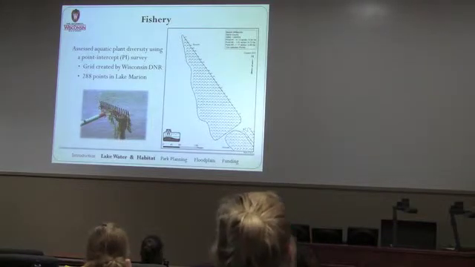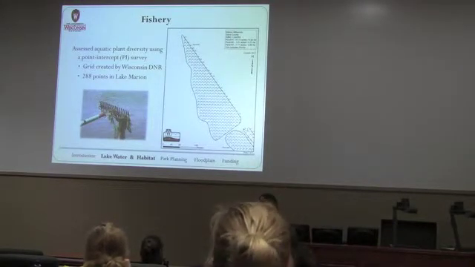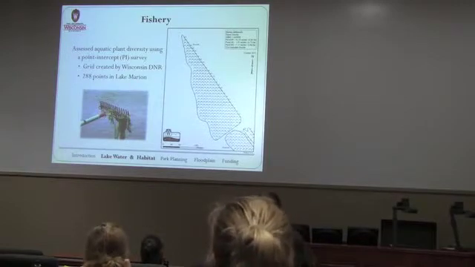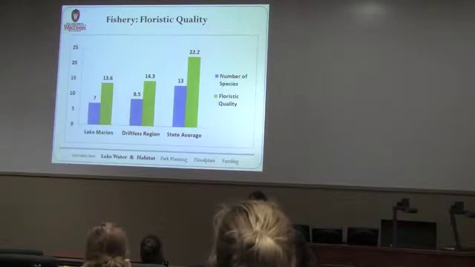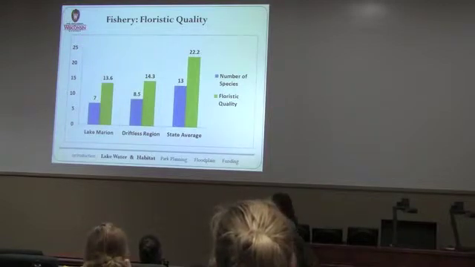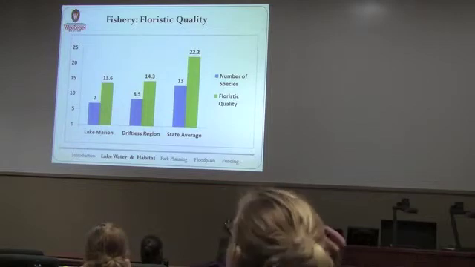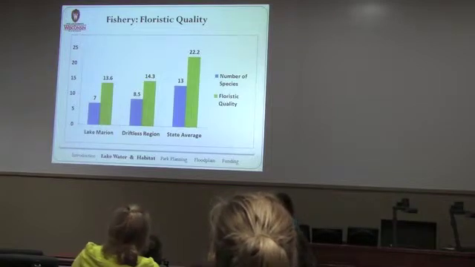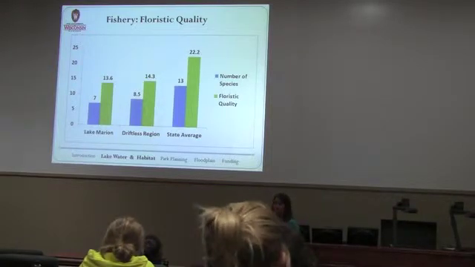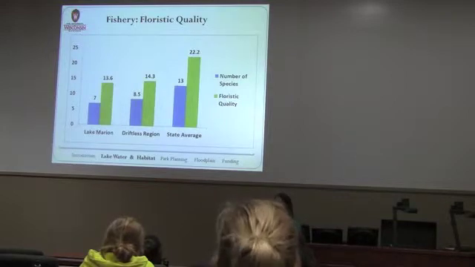Later in the summer, we looked at the native plants to determine the floristic quality of Lake Marion. The floristic quality is a measure of plant quality compared to lakes in the area. As you can see here in the green, the floristic quality of Lake Marion is about the same as the lakes in the driftless region, but it's ranked slightly lower than the ones overall in the state. This graph also shows that we found 7 different species of plants in Lake Marion, which is about the same as the driftless region, and once again slightly lower than the state average.